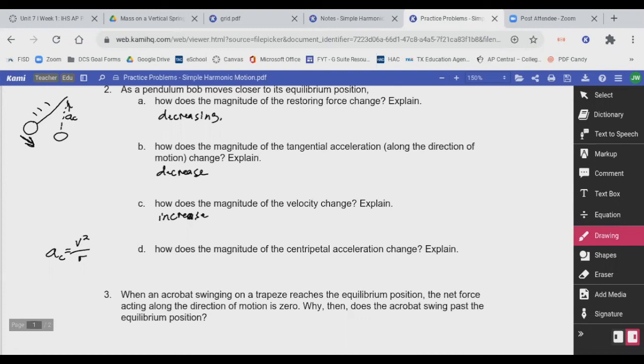All right. And my second question was, when you're at your maximum displacement or amplitude, isn't your acceleration at its maximum as well? Your tangential acceleration is maximum at amplitude, where your centripetal acceleration would be minimum because your velocity is zero. Okay. Got it. Thank you. Absolutely. And those are very, very good questions.